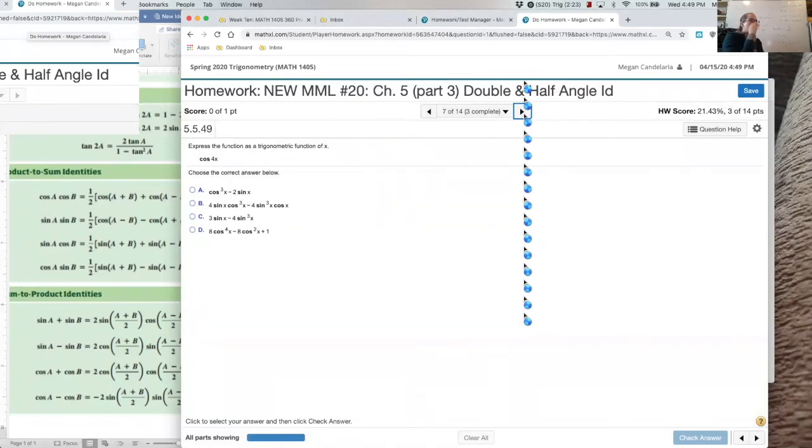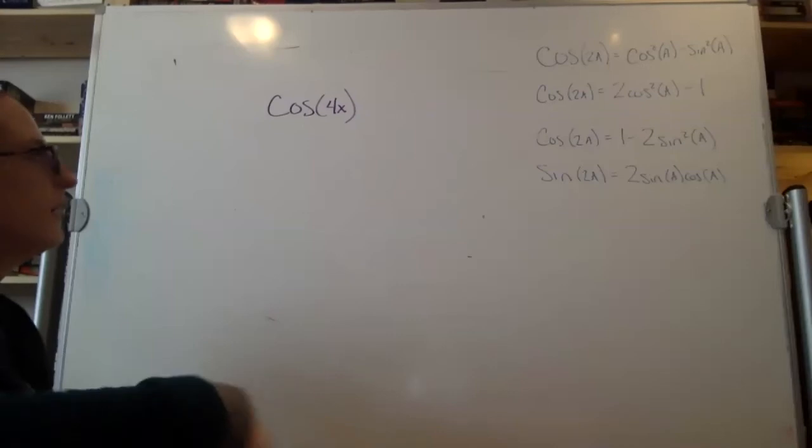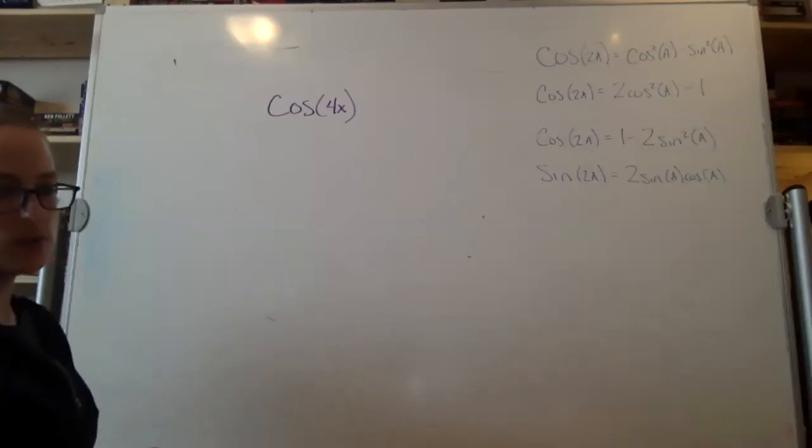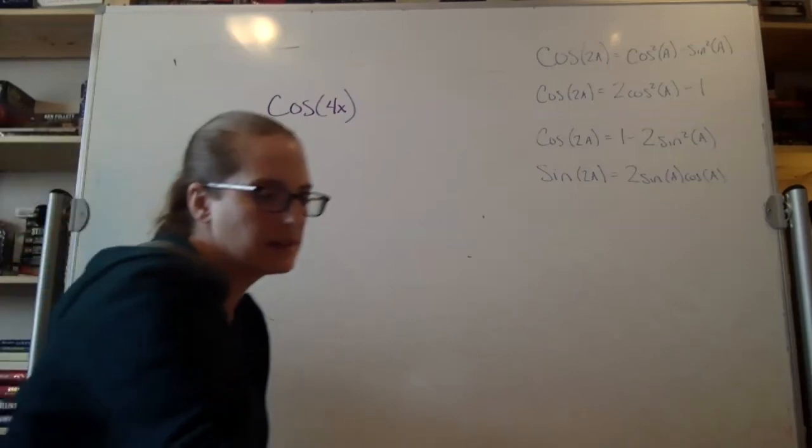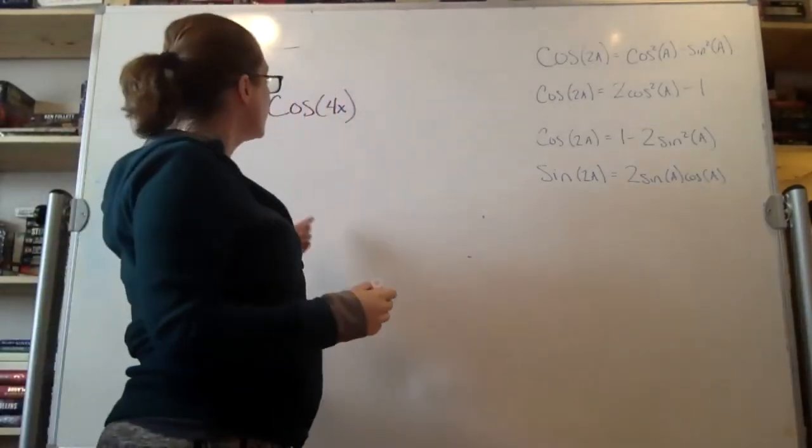Express the trig function as just a function of x. Cosine of 4x. We're going to have to step this down until we get just to x. What this means is we're going to have to use a double angle formula twice. So let's look at how we can do that. All right, here we go. We have cosine of 4x, and we want to get this down so that we just have something in x. We have several different places to start.